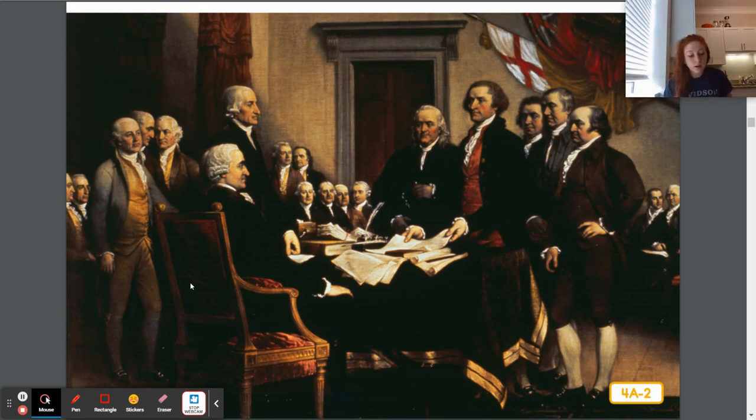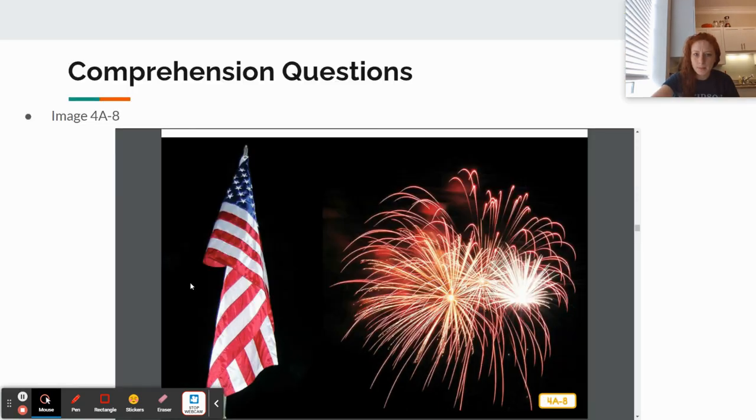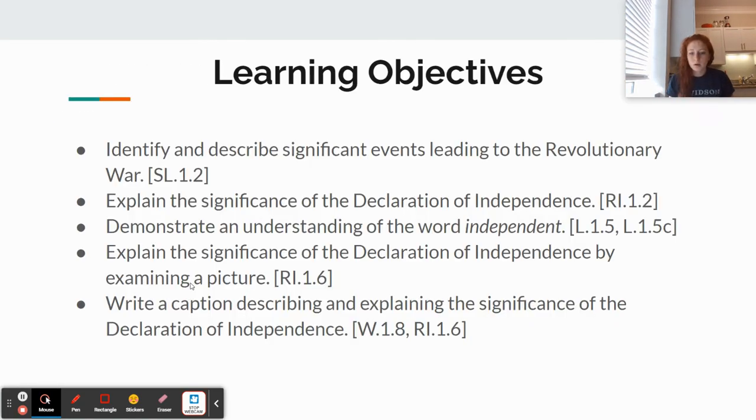And you are going to write a caption that tells me what's happening in this picture. Okay, remember, captions are 1 to 3 sentences that tell us what's happening in a picture. They normally include who is there, when it's happening, what is going on, okay? So that is part of your assignment today. Okay, and you will do that as soon as this video is over.